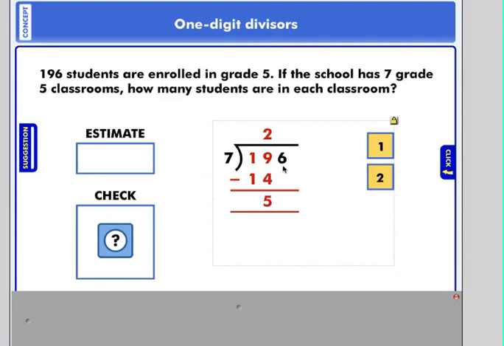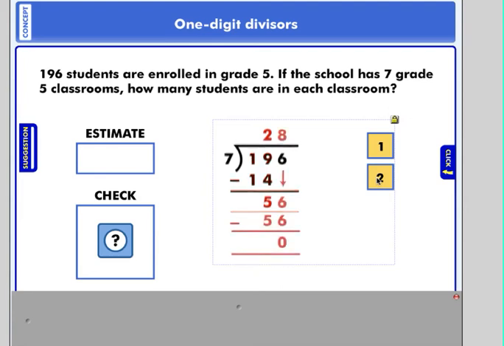Now I need to bring that 6 down next to the 5, so I'm thinking 7 goes into 56. Well, 7 goes into 56 8 times, so I'm going to subtract 56, since 7 times 8 is 56 exactly, and I've got 0 left over. So my answer is 28. That seems to make sense to me. I estimated that my answer would be in the tens. My estimate was 20. So that seems reasonable.